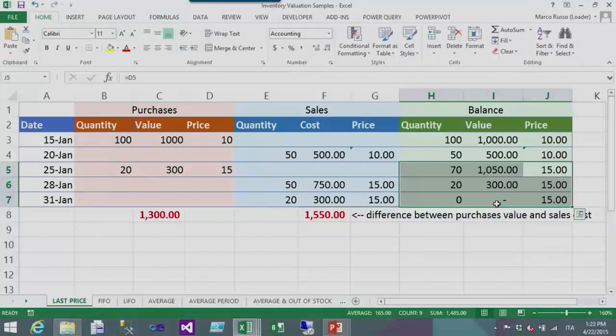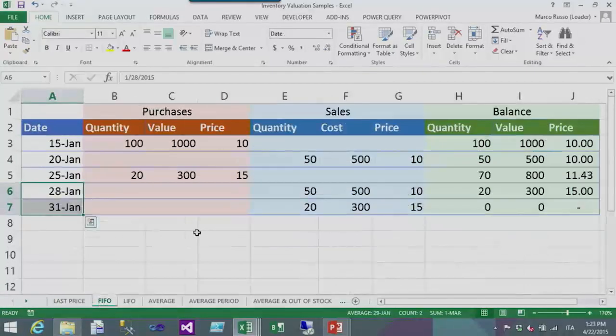Okay, this is one technique. And this is easy to implement in DAX. We will see how to do it in a moment. Now FIFO, first in, first out.